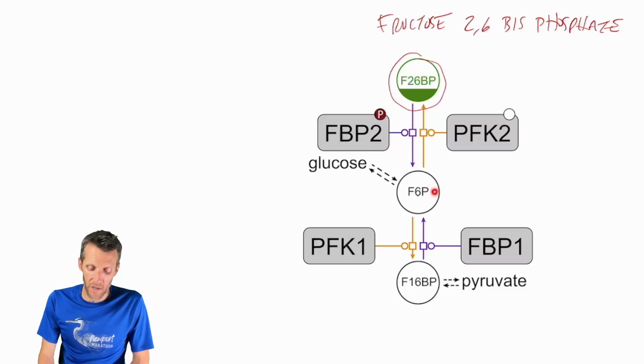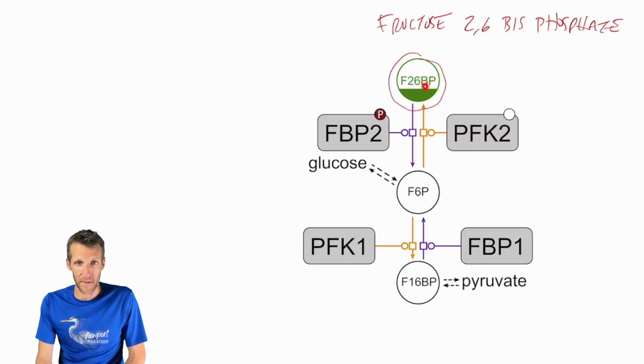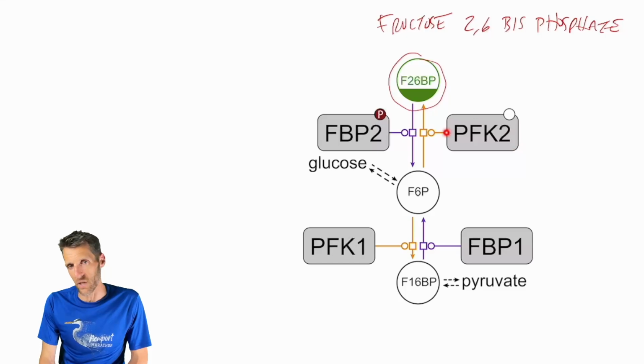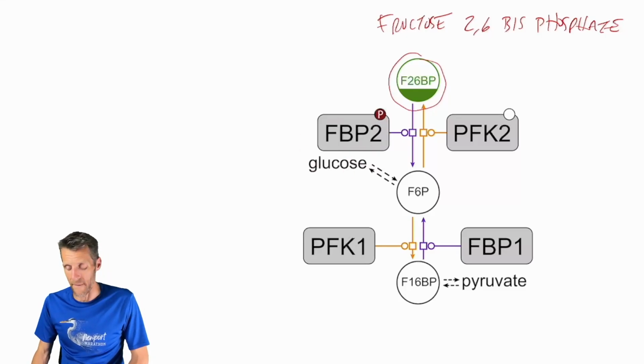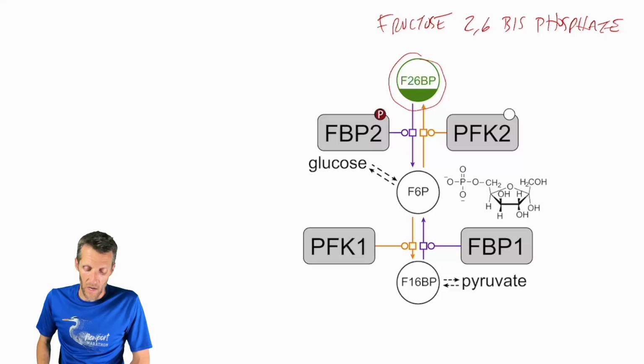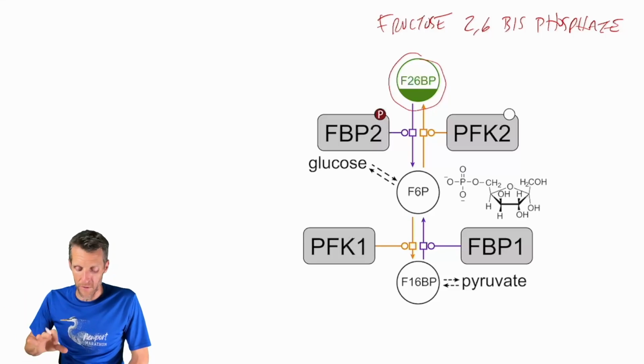And this reaction of forming fructose 2,6-bisphosphate is catalyzed by this PFK2 enzyme, and the loss of that phosphate, the dephosphorylation, is catalyzed by this enzyme here, FBP2. Okay, let's see what happens. Let's actually look at the molecules and then we'll see how it happens.